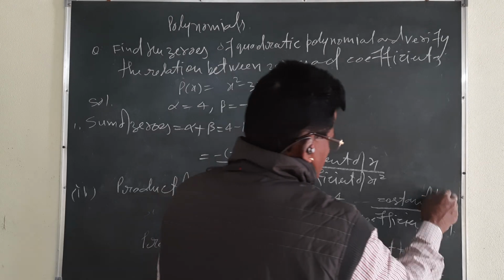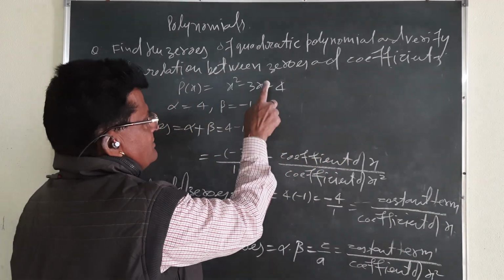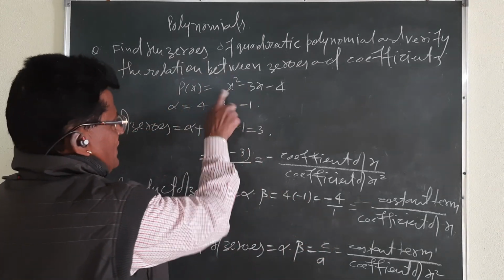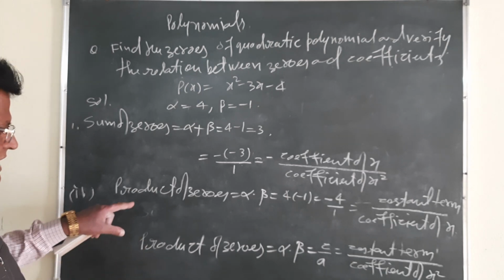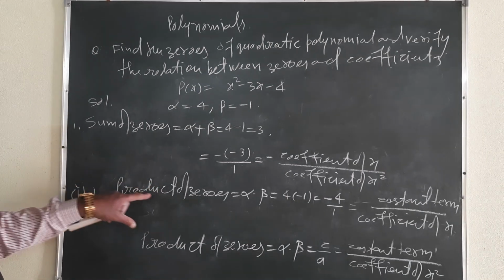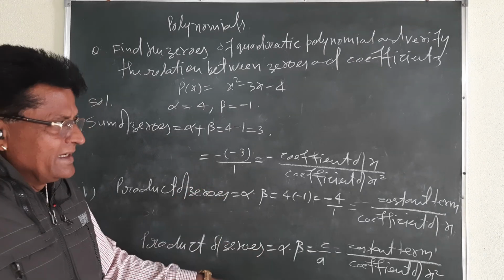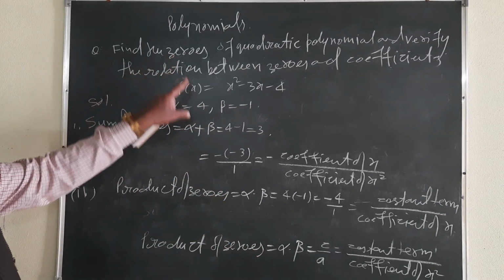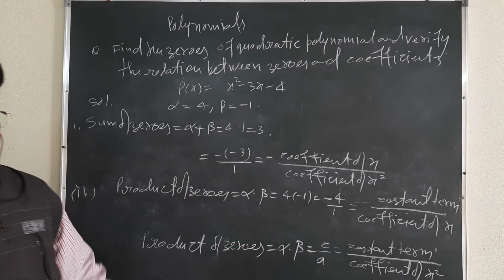Constant term you can write. Minus 4 is the constant term in this quadratic polynomial. One is the coefficient of x square. Same thing I have written. That is why, my dear student, it is the relation between zeros and coefficients. I have got the solution of it. Once again, you see, find the zeros, which we already determined, and the relation between zeros and coefficients.